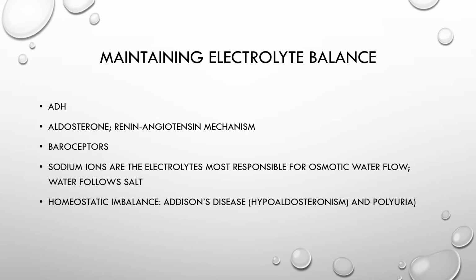And the homeostatic imbalance here is Addison's disease, also something we learned about in the endocrine chapter. People with Addison's disease, or hypoaldosteronism, have polyuria, which means they excrete huge volumes of urine and so lose tremendous amounts of salt and water in the urine. So as long as adequate amounts of salt and fluids are ingested, people with this condition can avoid problems, but they are constantly teetering on the brink of dehydration.